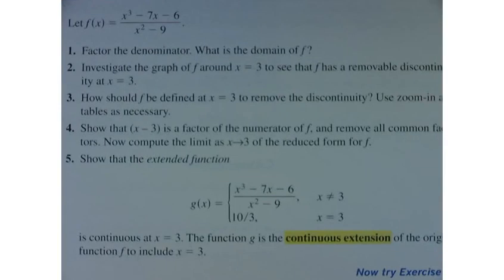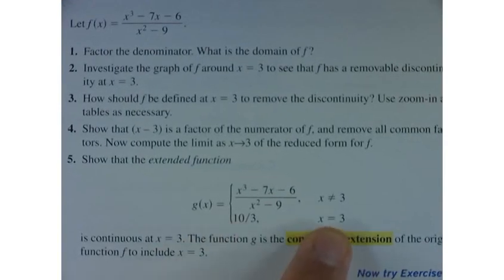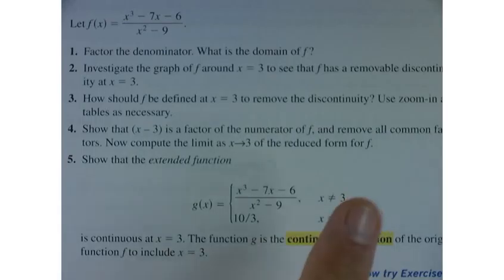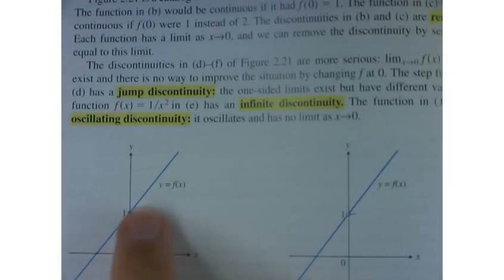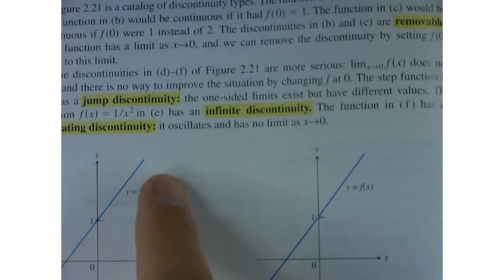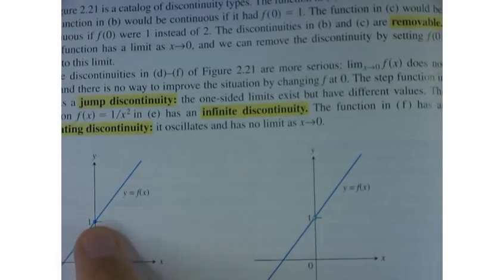So the problem is I could just make a piecewise function and plug the hole. I could just say when x equals 3, I'm going to evaluate the function at 10/3. And that's where you would get a graph that looks like this. You got a curve and then a circle that's closed.